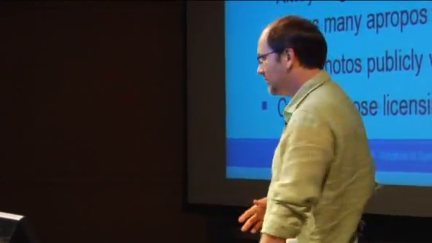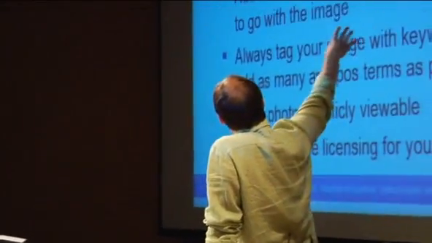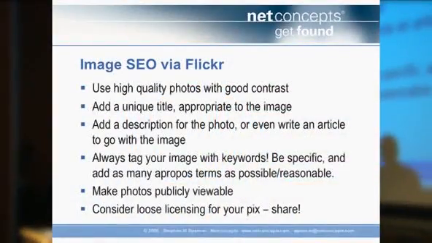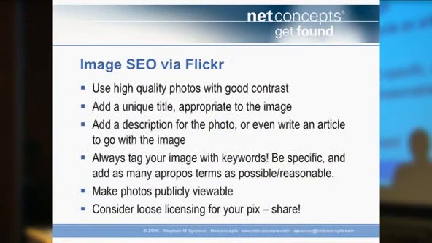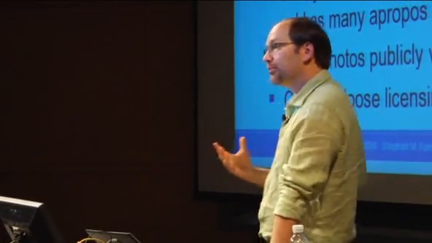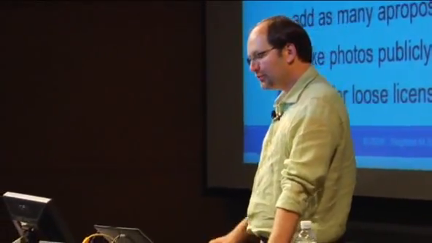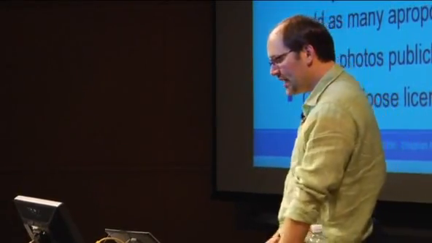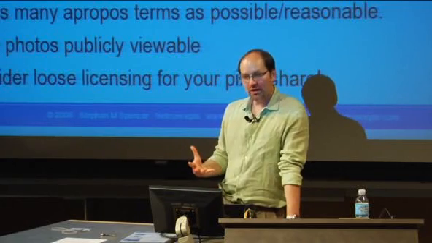Okay, so there are a lot of different moving parts here, and here are some ideas around image SEO via Flickr specifically. And of course, a no-brainer here, have really good photos. Make sure that the contrast is good and it's something that is really appealing. Add a unique title appropriate to the image. Don't do keyword stuffing here, but make it a good keyword-rich title. Add a description for the photo, or even write an article to go with the image and include that as the description. Always tag your image with keywords.